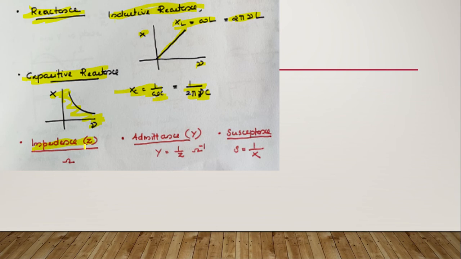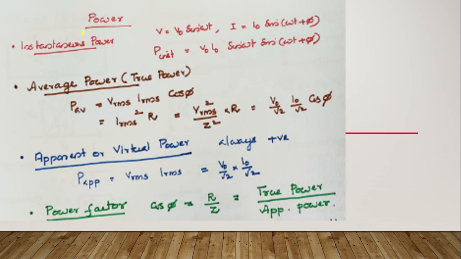Impedance. The impedance is the total, the net opposition offered by an AC circuit to the flow of current, and is also expressed in ohm. Admittance is nothing but the reciprocal of impedance. The susceptance is nothing but the reciprocal of reactance. Keep in mind. The power.